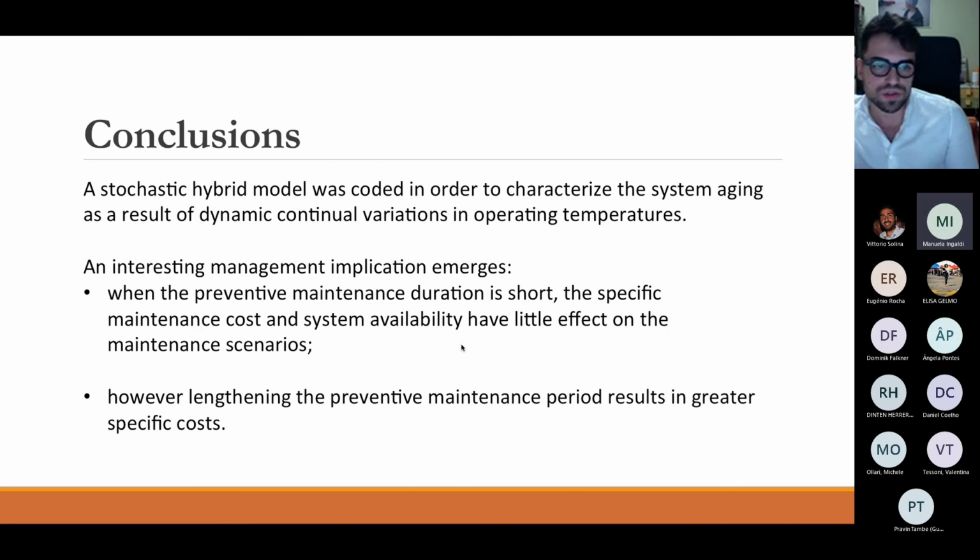Then, conclusion: an interesting management implication emerged that we can see in the slide. When the preventive maintenance duration is short, the specific maintenance cost and system variability have little effect on the maintenance scenario. And at the end, we know that preventive maintenance never completely eliminates failure. Therefore, a correct balance is needed between preventive and corrective maintenance, and this implies finding the economic period of intervention that gives us the lowest operation cost.